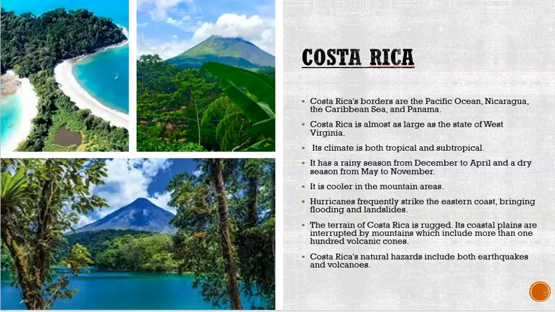Costa Rica has a border with the Pacific Ocean as well as the Caribbean. It's almost as large as the state of West Virginia, and it has climates of tropical and subtropical. It has a rainy and a dry season, and of course, like most places, it's cooler in the mountains. Hurricanes frequently strike the eastern coast, bringing flooding and landslides. The terrain of Costa Rica is rugged. Its coastal plains are interrupted by mountains, which include more than 100 volcanic cones. Costa Rica's natural hazards include both earthquakes and volcanoes.